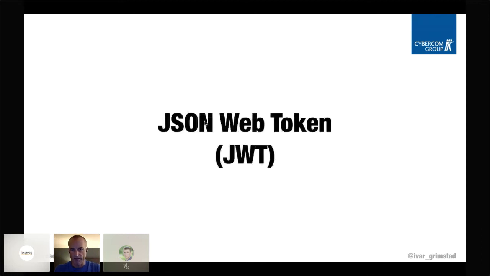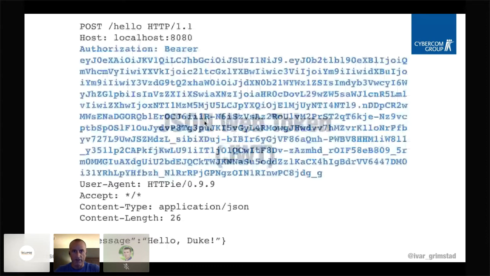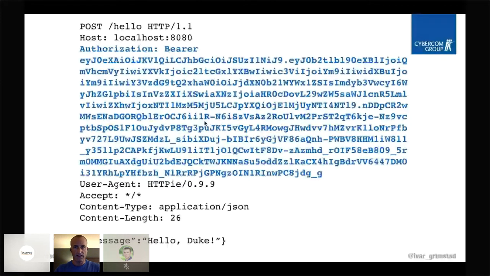Then we have the JSON Web Tokens, and JSON Web Tokens are also exactly the same as with OAuth. It's just a much longer token, and this is a little bit easier to read if we color code it. So you have the first purple part, which is a header. Then you have the green part, which is the content of the token, and the last part, which is a signature. Let's look at how these are built up.